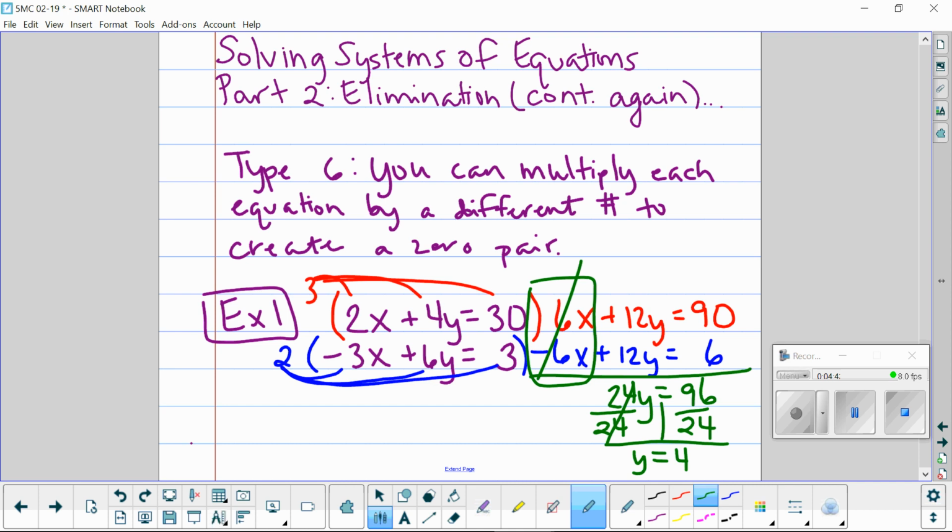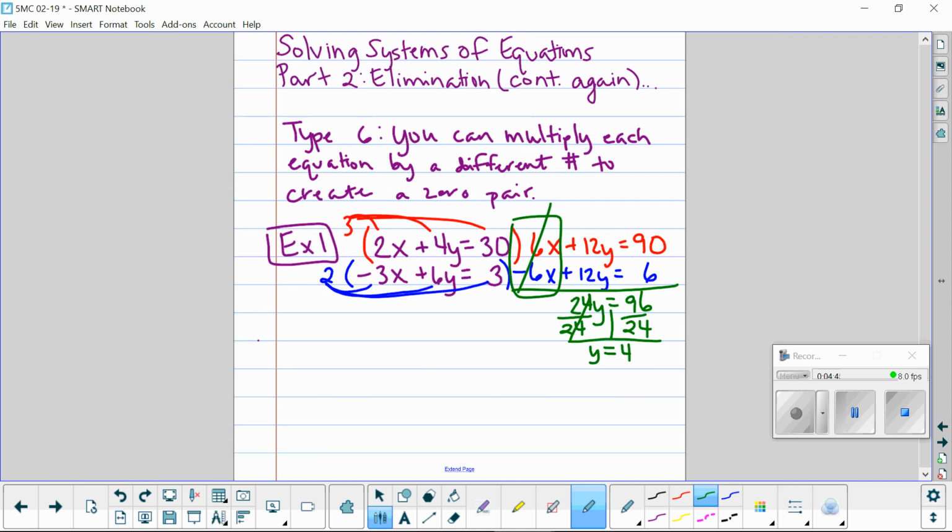And then obviously everybody knows we're not done yet. All we did was solve for y. So now we have to take that y and plug it into any of those equations up there. I can use one of the original equations, or I could use one of the new equations that we just created. In this case, I think I'm going to choose the first original equation, which was 2x plus 4y equals 30. So now it's going to become 2x plus 4 times 4 equals 30.